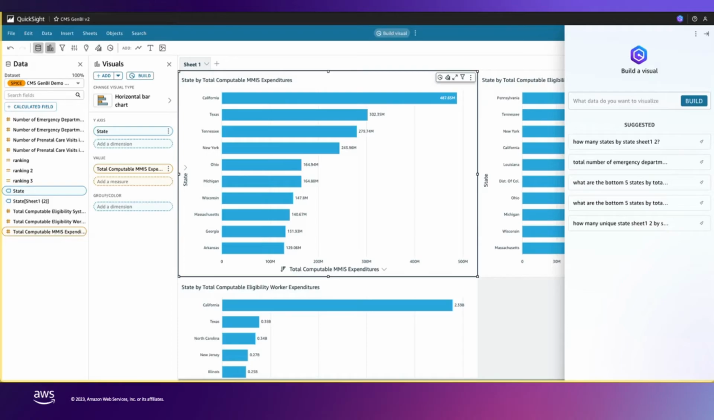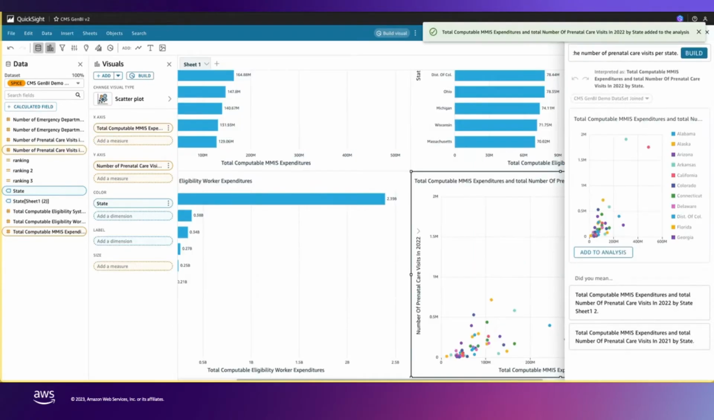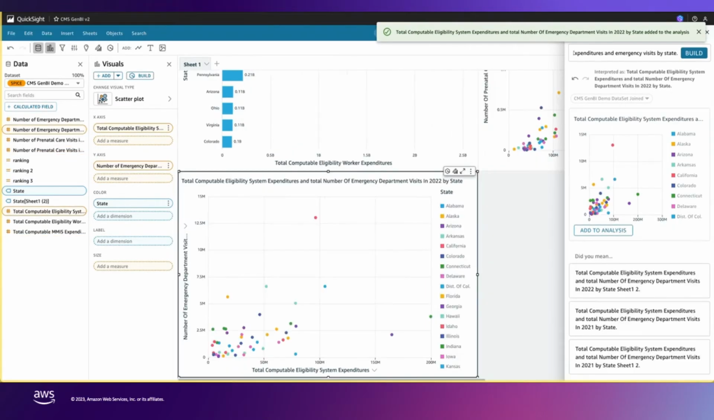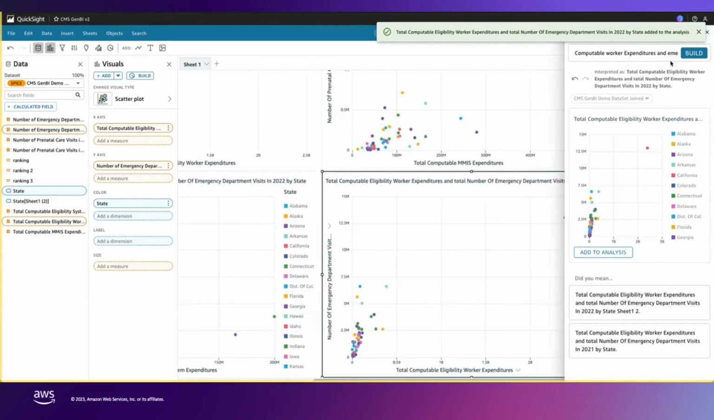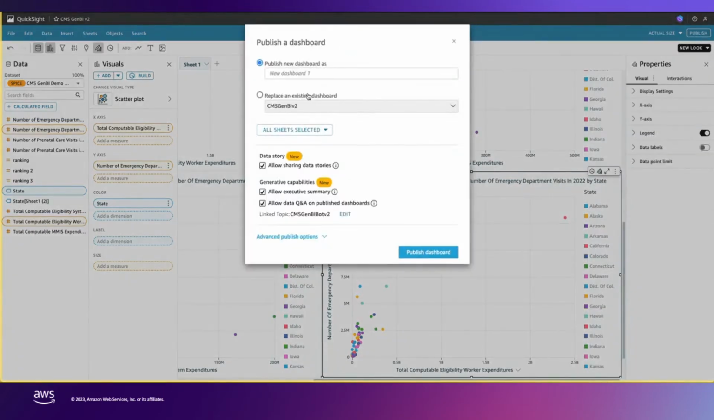The first thing that we can build is a scatter plot for total MMIS expense and the prenatal care visits per state. Similarly, I'm going to build a scatter plot for total computable eligibility system expense. Maybe I'll just build one more, total computable worker expense. So we have collected 3 different scatter plots now. I think we have enough data. I'm going to publish this data set again.